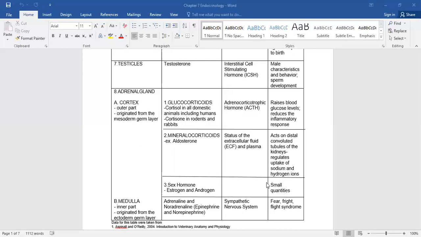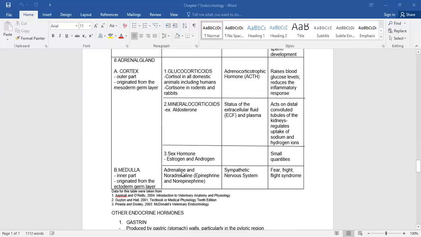So it balances out. And lastly, we have the medulla, and this is the one responsible for producing adrenaline and noradrenaline, and this is the sympathetic nervous system. So it's the fight, fright, flight syndrome. It's the survival hormone.